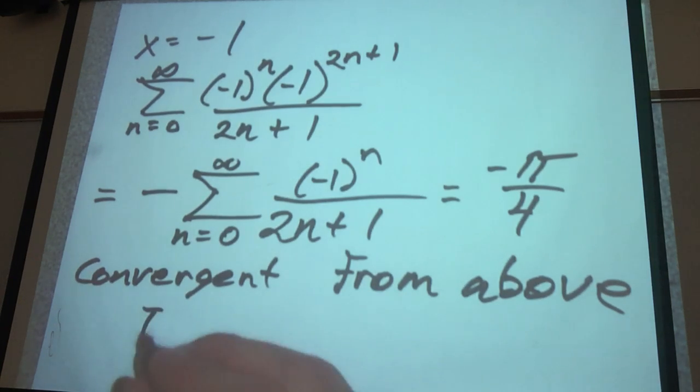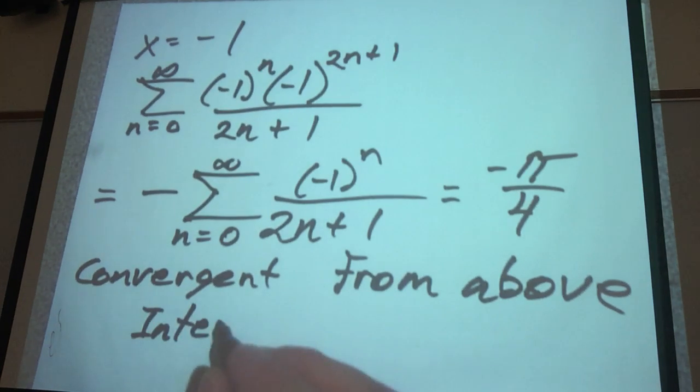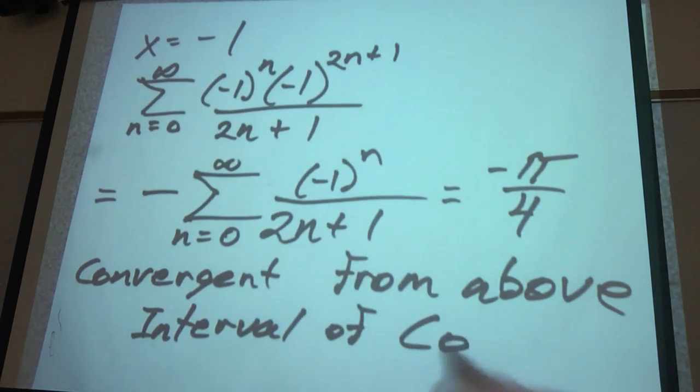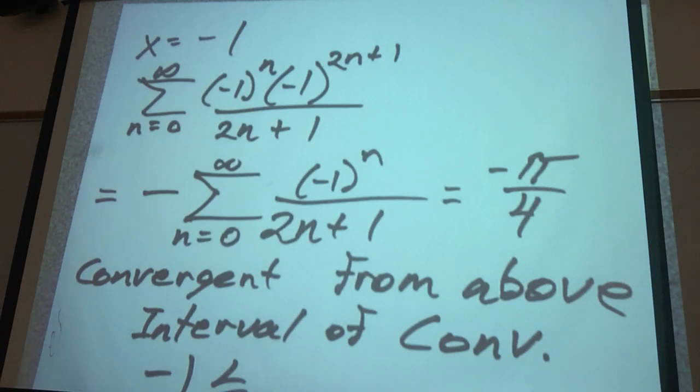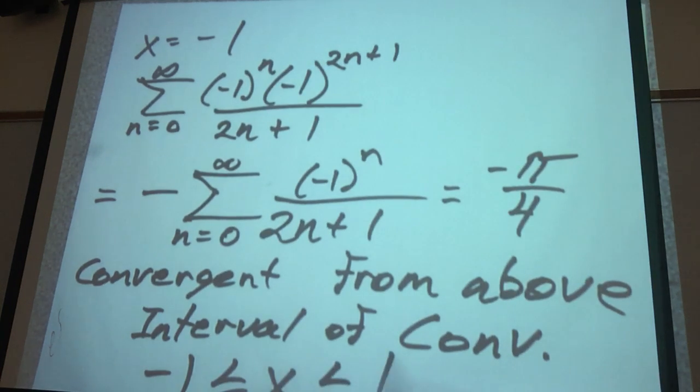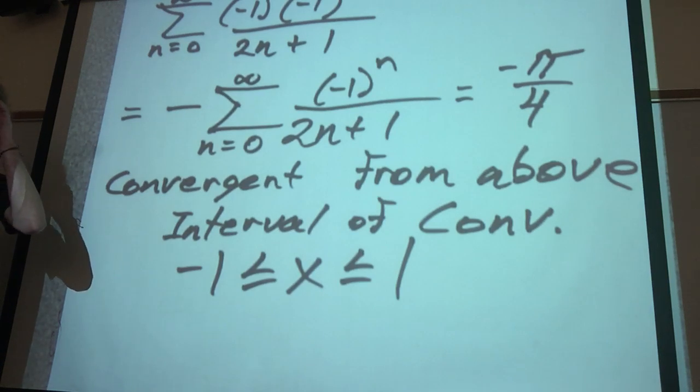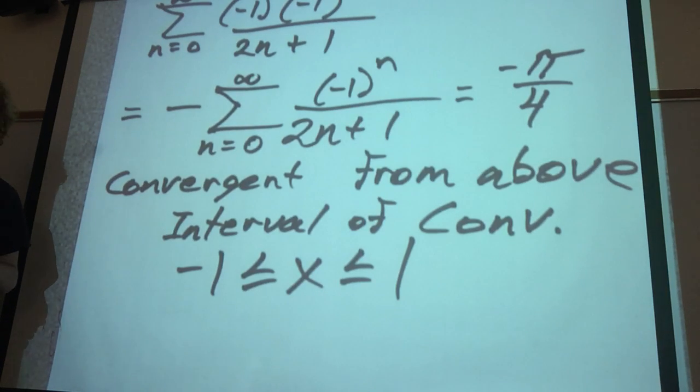So the interval of convergence would be negative 1 is less than or equal to x, which is less than or equal to 1. So it's going to include both endpoints for the convergence of this Maclaurin series.